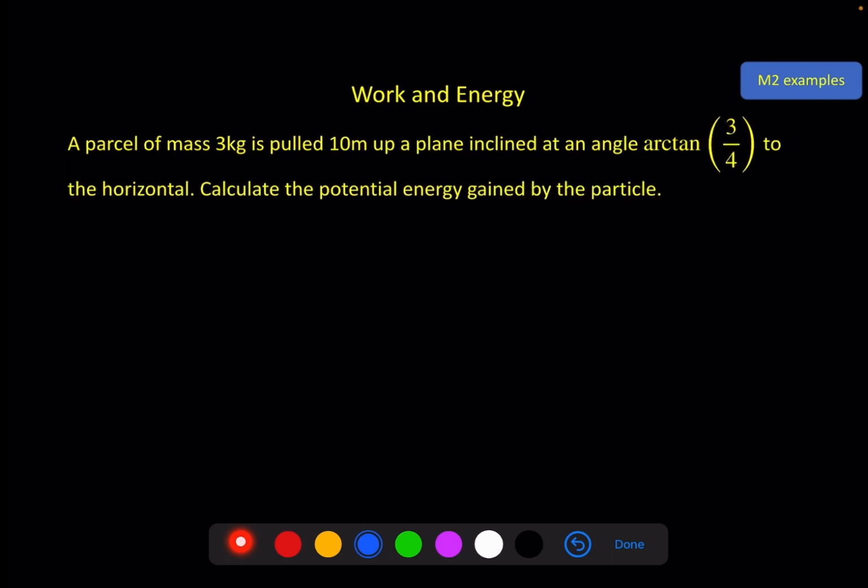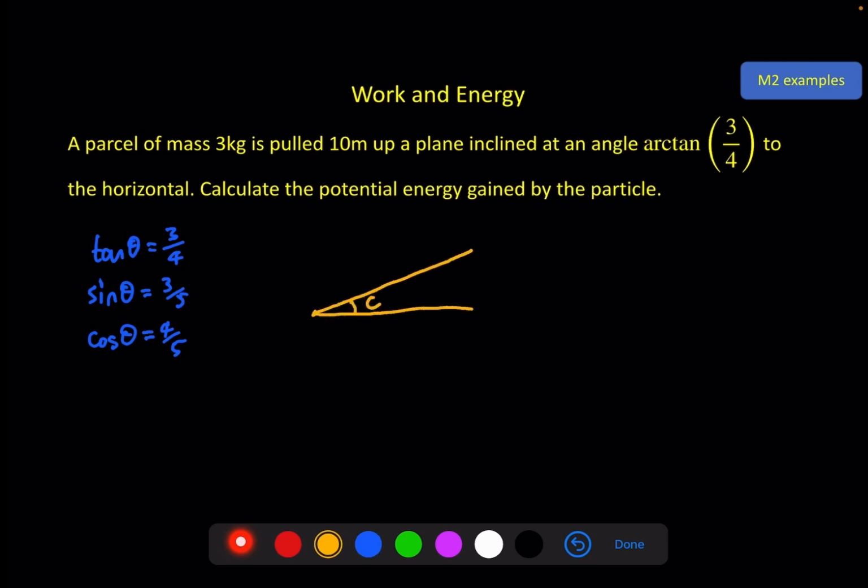Third example. A parcel of mass 3 kilograms is pulled 10 meters up a plane inclined at an angle arctan 3/4 to the horizontal. As I've said on some previous videos, this is telling you tan theta is 3/4. From there you can work out sine theta is 3/5, cosine theta is 4/5 using a little right-angled triangle. The parcel is being pulled up a plane inclined at theta, and it's going 10 meters up the plane, and it has a weight of 3 times g. Now we want the potential energy gained by the particle.